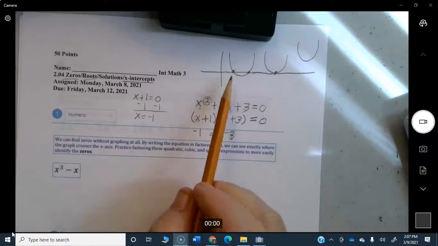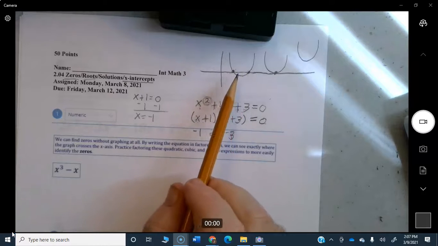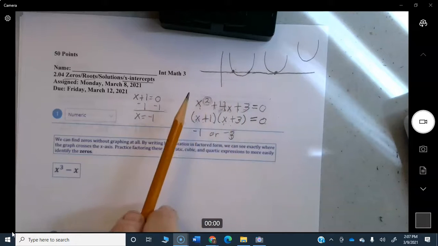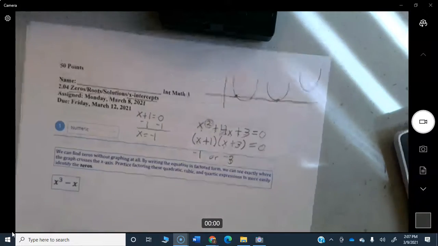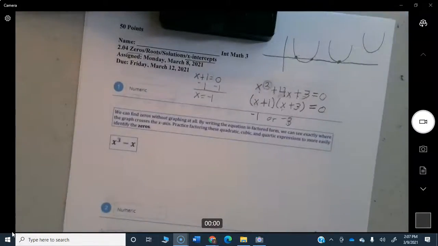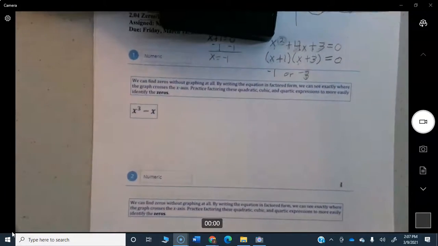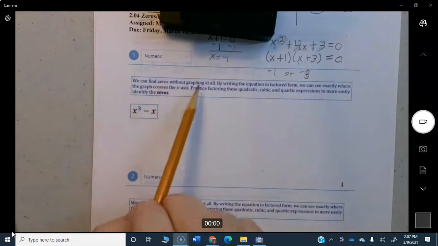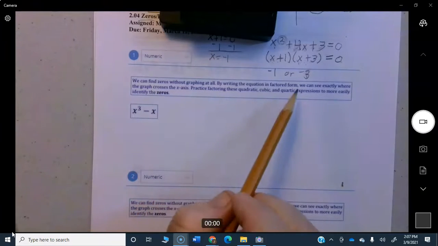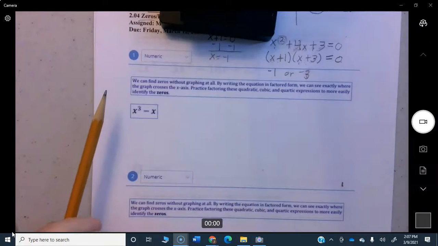All right? Why these are important, I'm not going to discuss right now. I'll mention some applications in class, but I want to just get you through the problems here, okay? So what we're going to do here is we're going to start with this one. It says, we can find zeros without graphing at all by writing the equation. Okay, so I just showed you how to do it with that example.